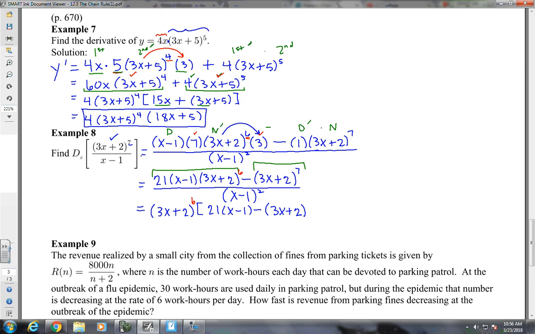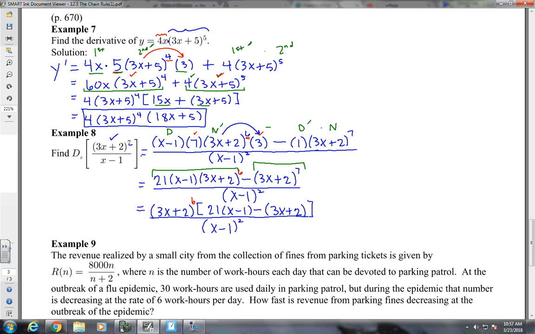So at this point, let's double check. 3x plus 2 to the 6th times 21 times x minus 1, that gives me my correct first term. And then 3x plus 2 to the 6th times 3x plus 2 to the 1st gives us 3x plus 2 to the 7th. Okay, we are back in business. Now we need to divide by the denominator squared.